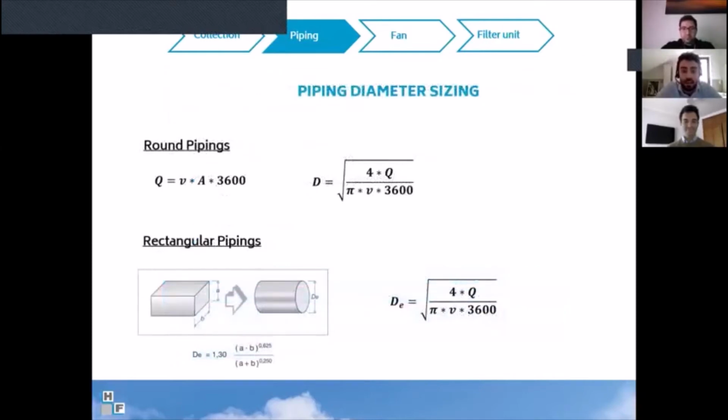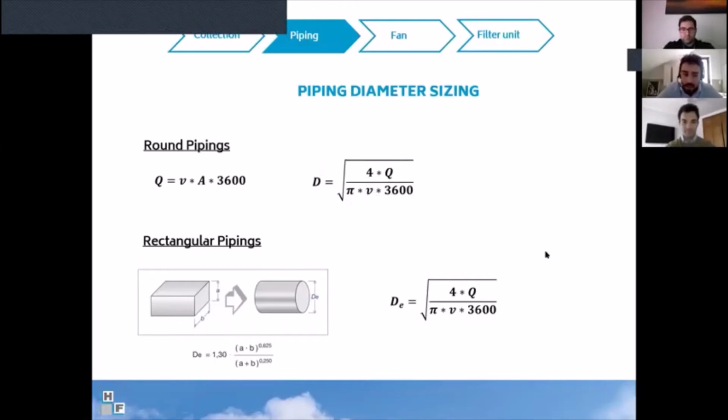Here is a very simple, I hope, formula in order to calculate the proper diameter of the piping. For round piping, it's easy. We have only to apply this formula. Knowing the necessary airflow rate and the speed of the air we want in the piping, we apply this and we calculate the proper diameter.